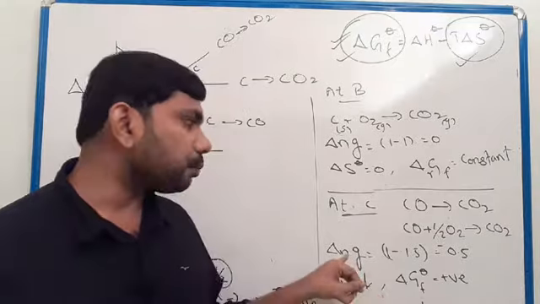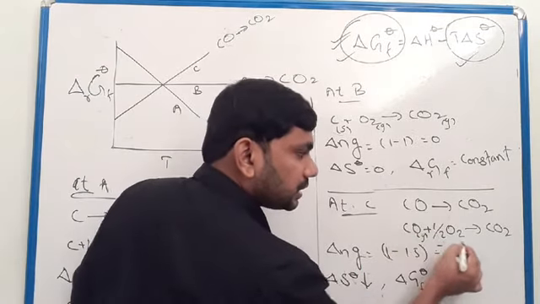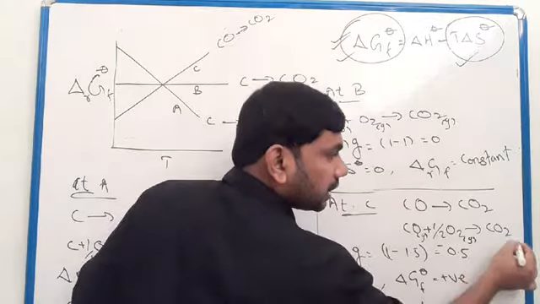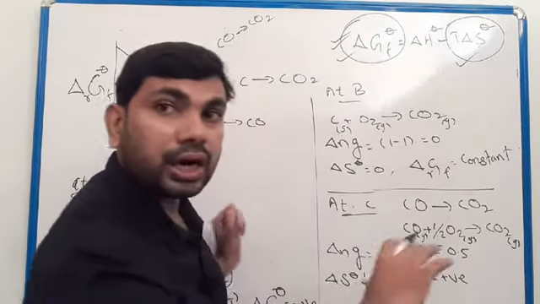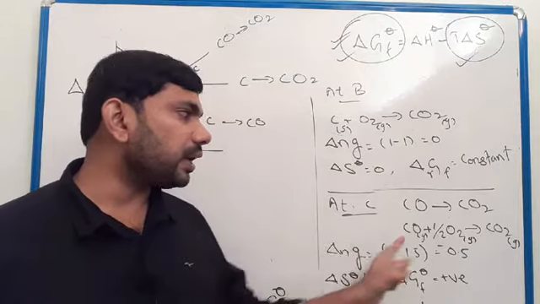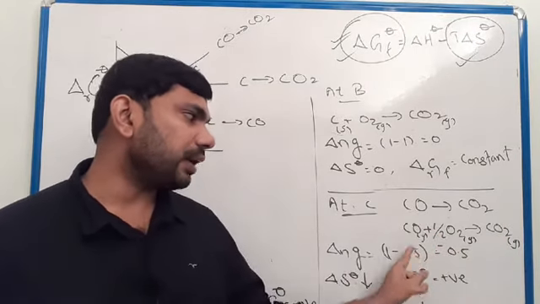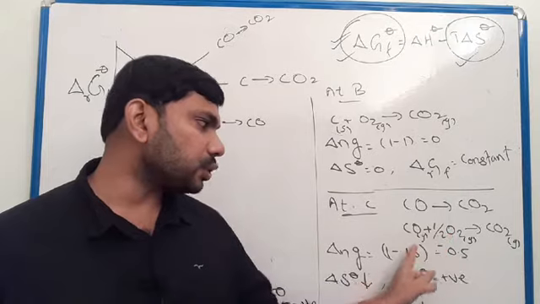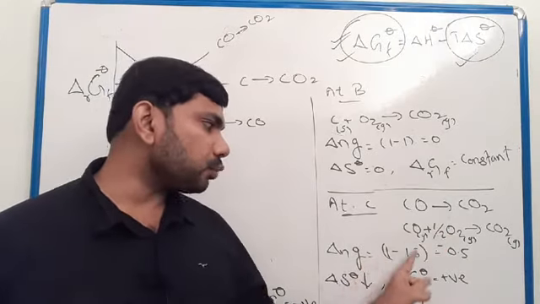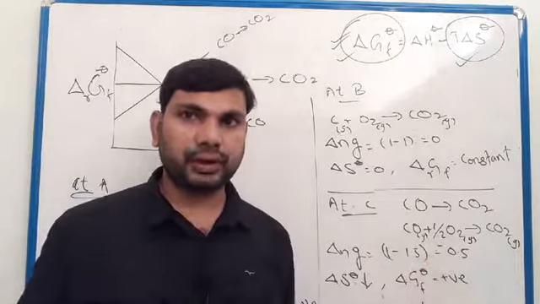Here, the change in number of moles of gas. Carbon monoxide is in the gaseous state, oxygen gaseous state, carbon dioxide gaseous state. All are gaseous molecules. So the change in number of moles of gas is product minus reactant: 1 minus 1.5. Here 1, here half. So 1 minus 1.5 is minus 0.5.